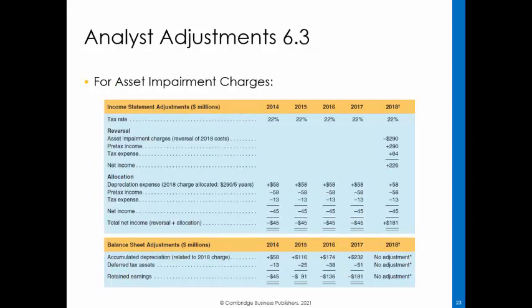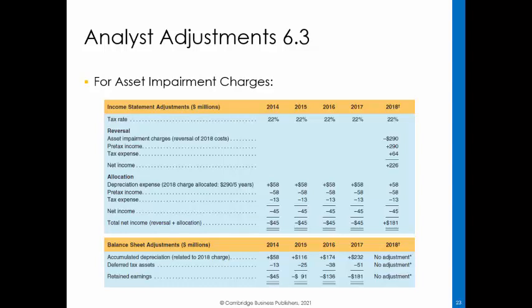The adjustments increased net income by $181 million in 2018, but decreased net income by $45 million in the prior 4 years. The total effect from both termination, $239 million, and impairment charges, $181 million, is to increase 2018 net income by $420 million, which is about 4% of Pfizer's 2018 net income.